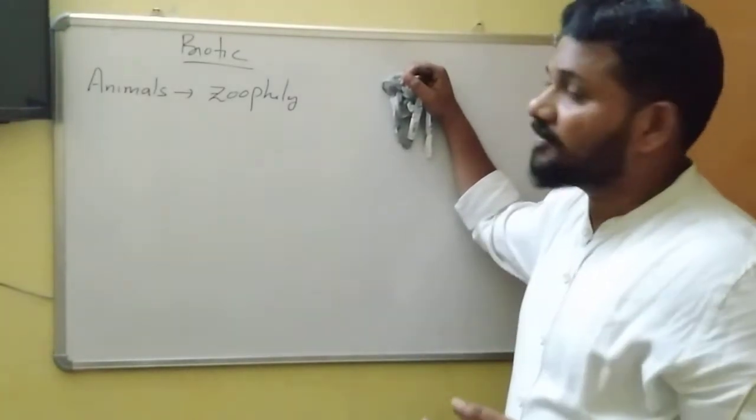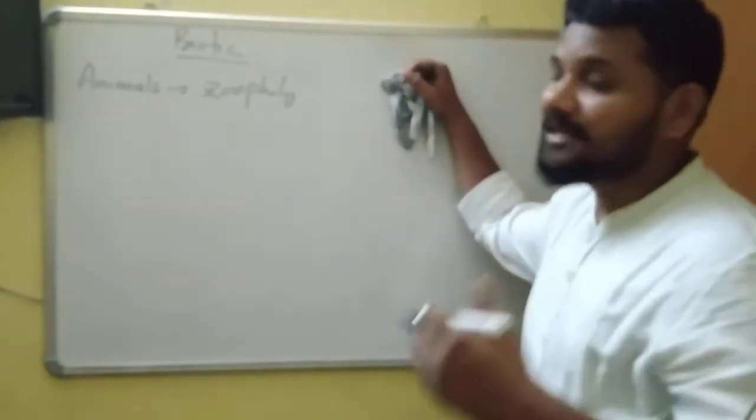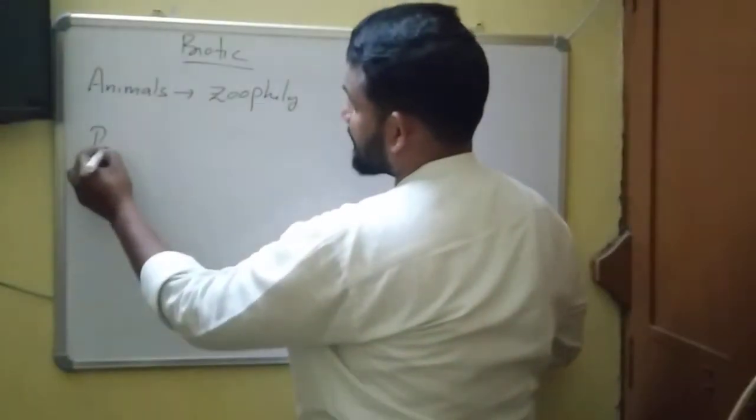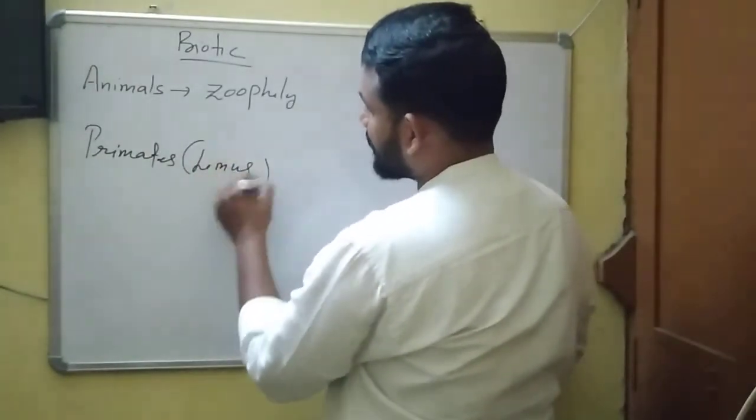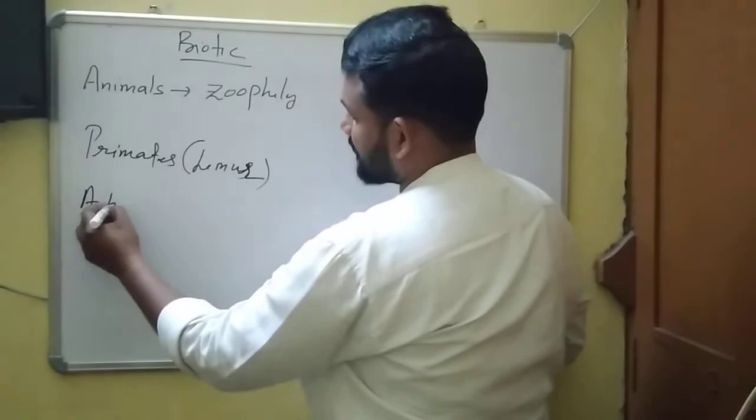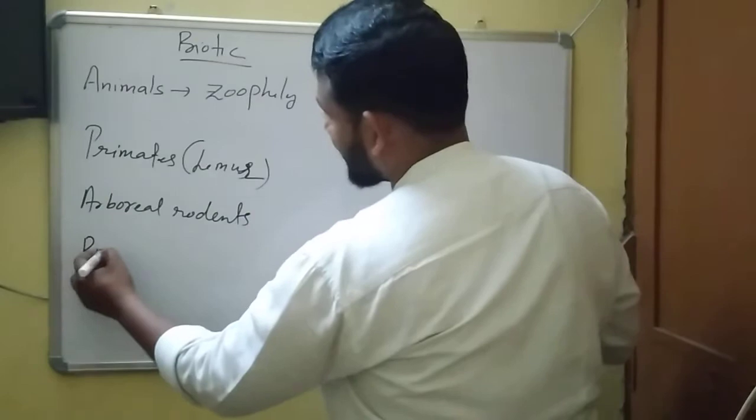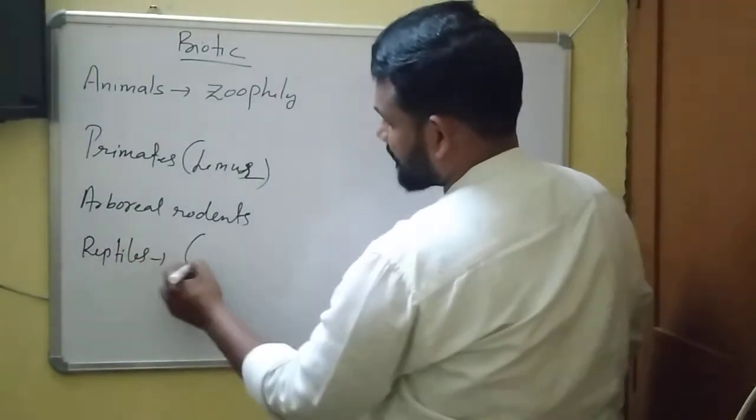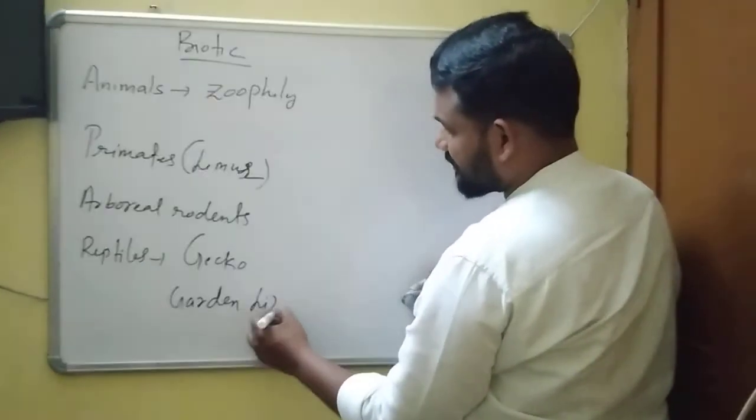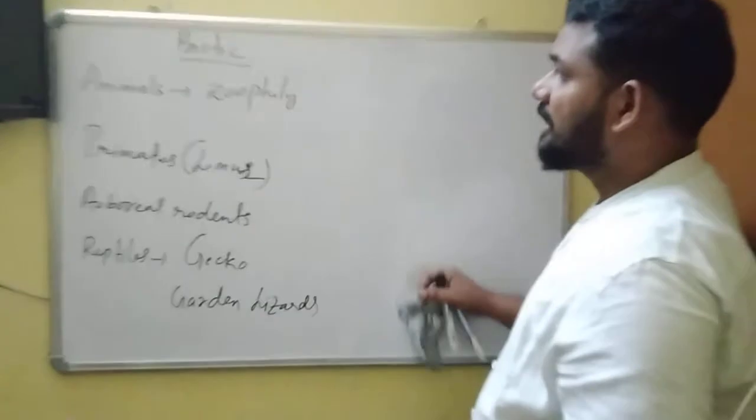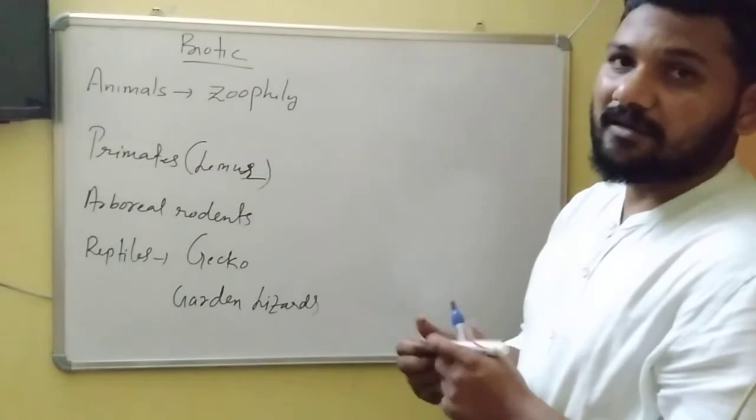Generally we think that smaller animals help in pollination, but there are some larger animals also. Larger animals like primates, lemur and some arboreal rodents, and even reptiles like gecko lizards and garden lizards. They also help in the movement of pollen grains from anther to stigma.